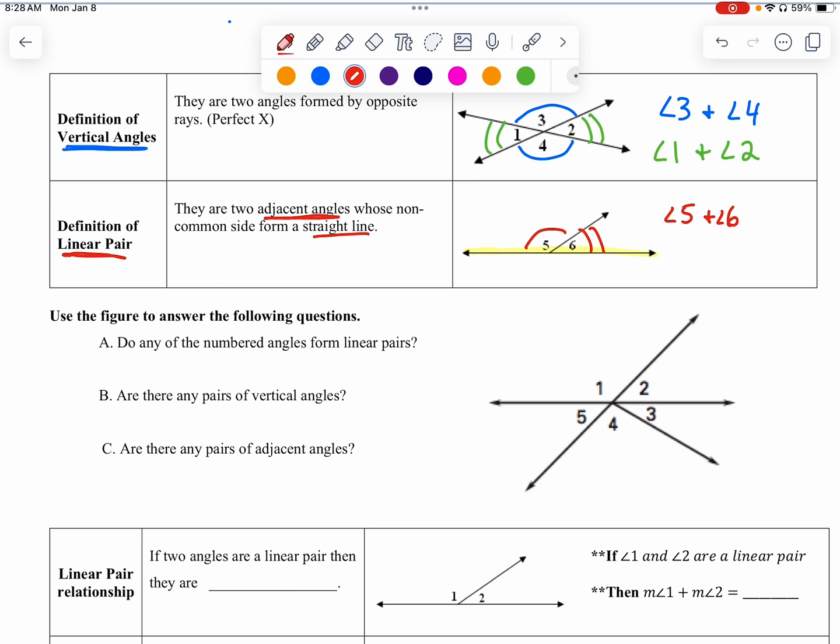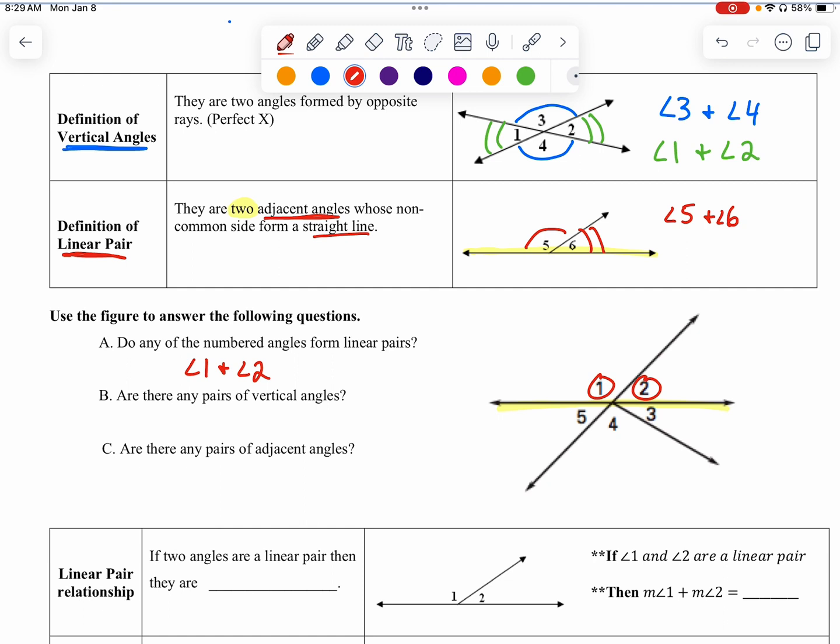So the question asks, use the figure to answer the following questions. Do any of the numbered angles form a linear pair? When I look at this, I see a couple of straight lines. So right here, I see a straight line. The pair has to be two angles, which I didn't mention earlier. So two angles would be angle 1 and angle 2, which sit on that straight line and share a side. So angle 1 and angle 2.